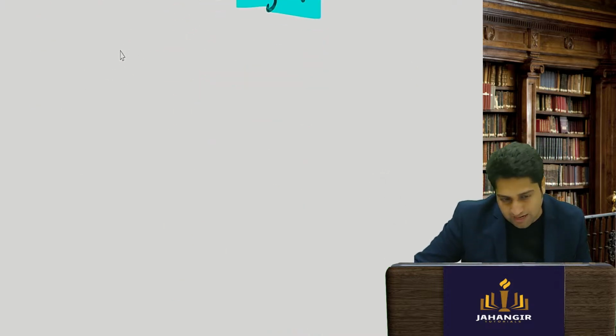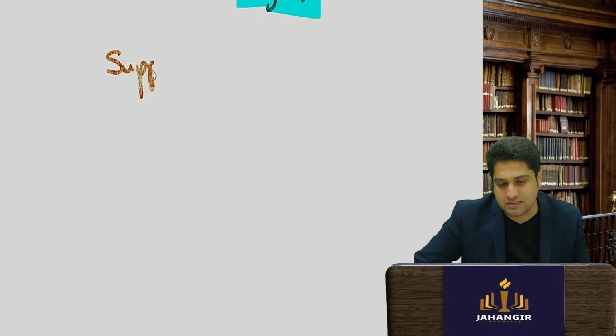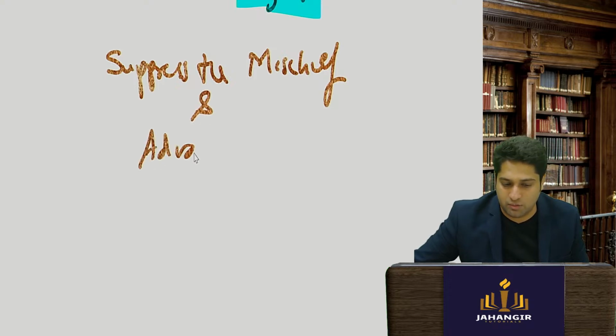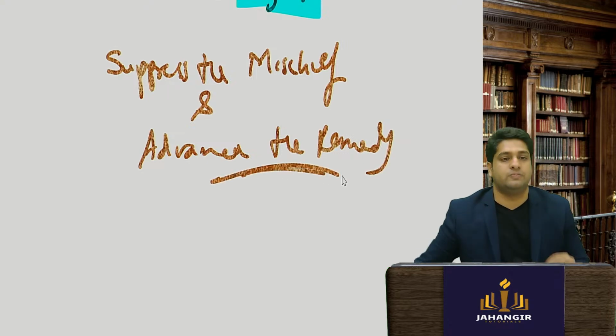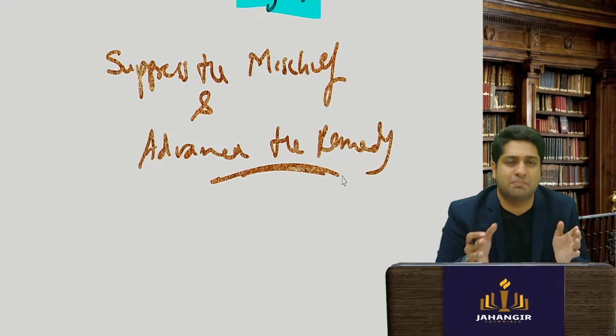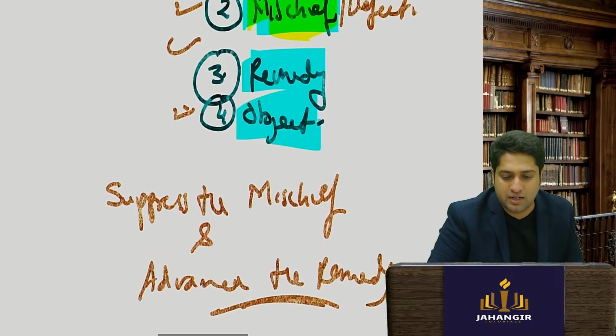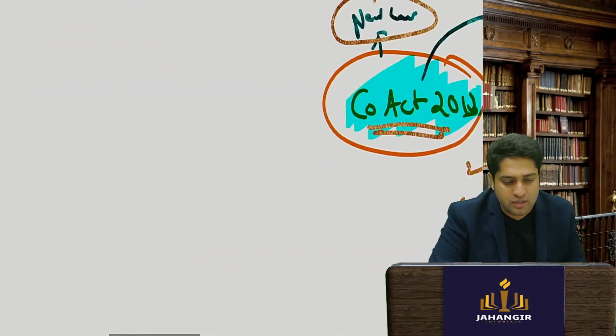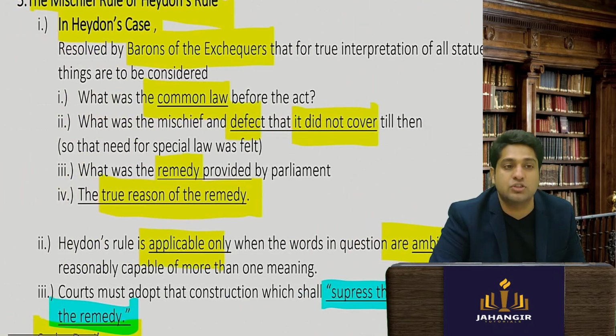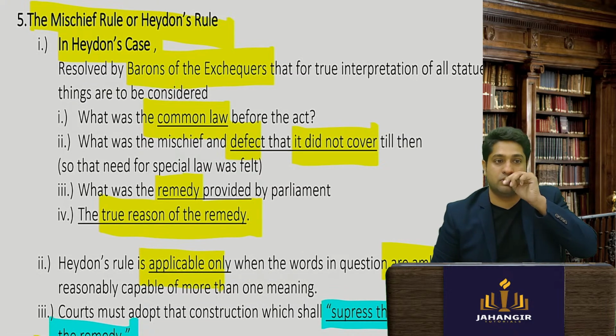Why we are doing it is to suppress the mischief and advance the remedy. Clear? Why we are doing it is to suppress the mischief and advance the remedy. Okay, so now let's see what all there is. This is called the Mischief Rule or Heydon's Rule.